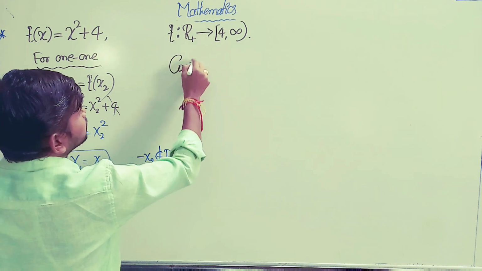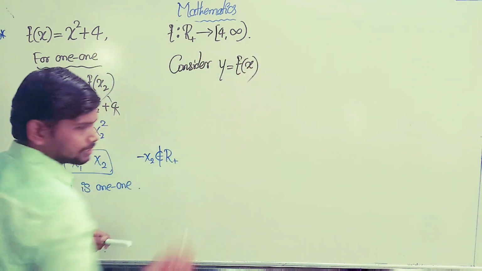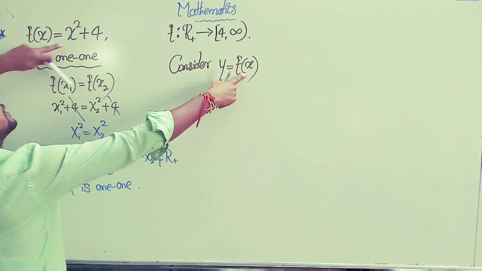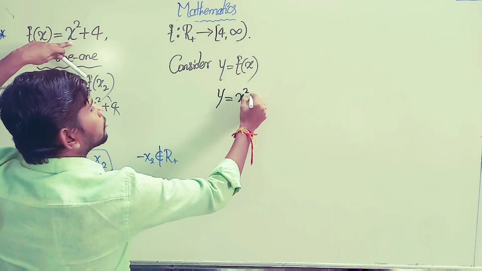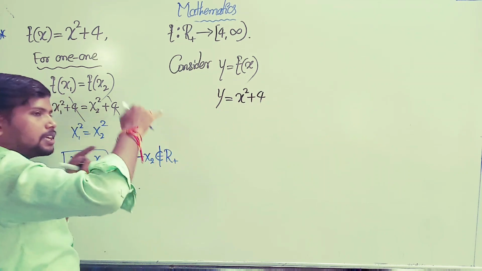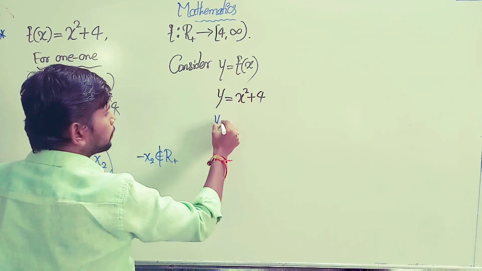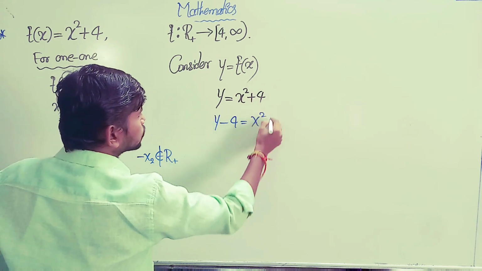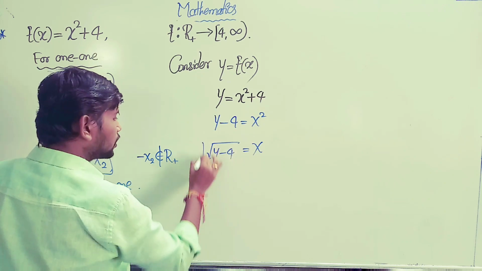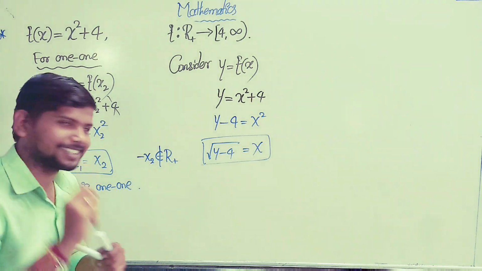I need to write consider y is equal to f of x. Now same thing I am writing. Y is equal to, what is this f of x? Yes, f of x is x square plus 4. Getting my point clearly? It is y in terms of x. I need to convert x in terms of y. 4 on left hand side. Y minus 4 is equal to x square. X is equal to square root of y minus 4. I got the x value now. After this one, what I have to do? Yes, exactly right.